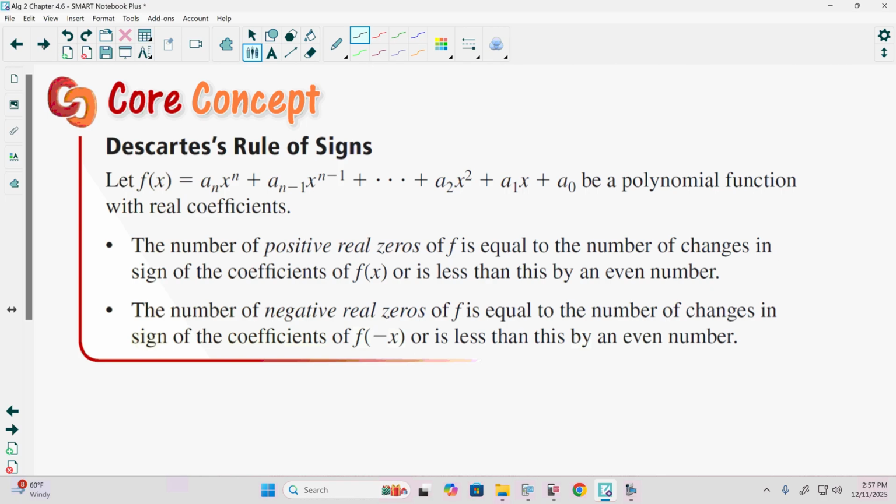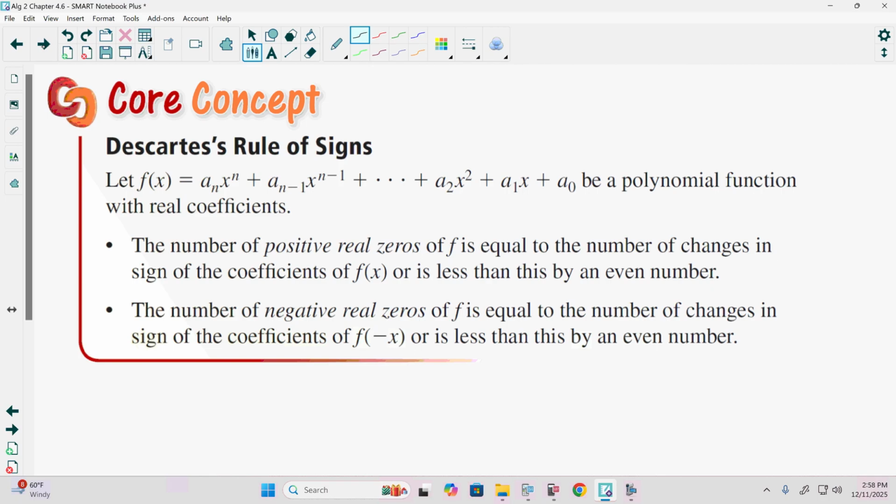But the last thing we're going to look at is Descartes' rule of signs. Descartes' rule of signs states that if we take this polynomial f of x with real coefficients, so the numbers in front of the variables are real numbers, and we count the number of sign changes in f of x, it will tell us the possible number of positive real zeros or an amount even less than that.